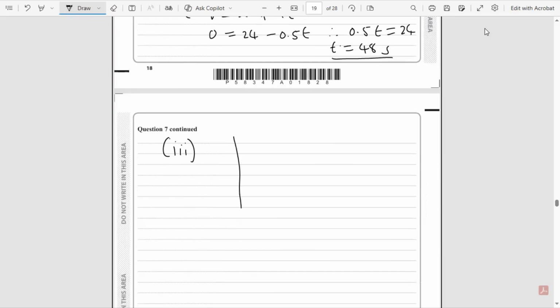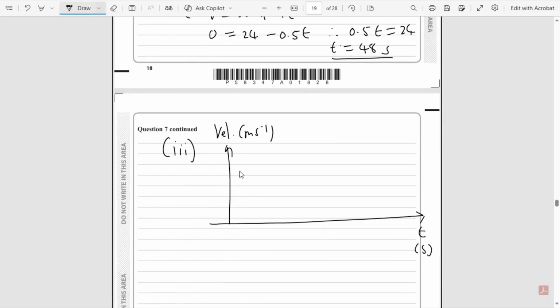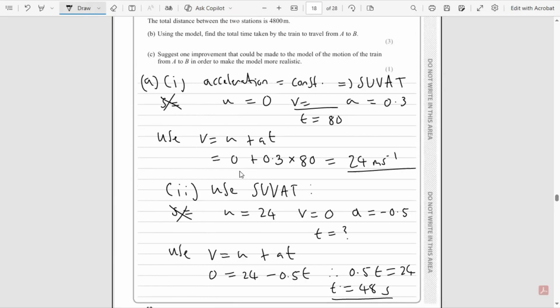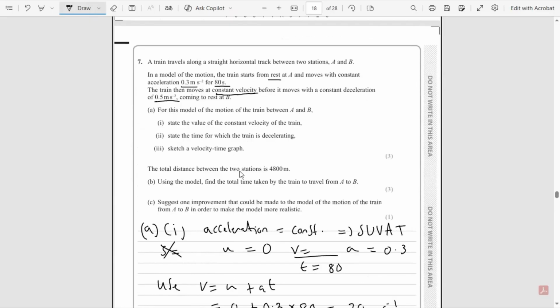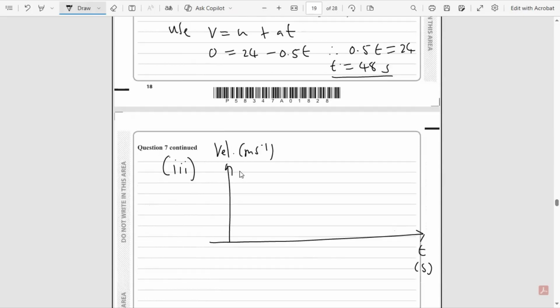So we're going to have velocity on the y-axis. Let me just rub this out and do this a little bit neater. There we go. So velocity will be up there, velocity in meters per second. We'll have time over here, time in seconds. So remember, we're accelerating at an acceleration of 0.3 meters per second squared for 80 seconds. So let's just put like 80 here.